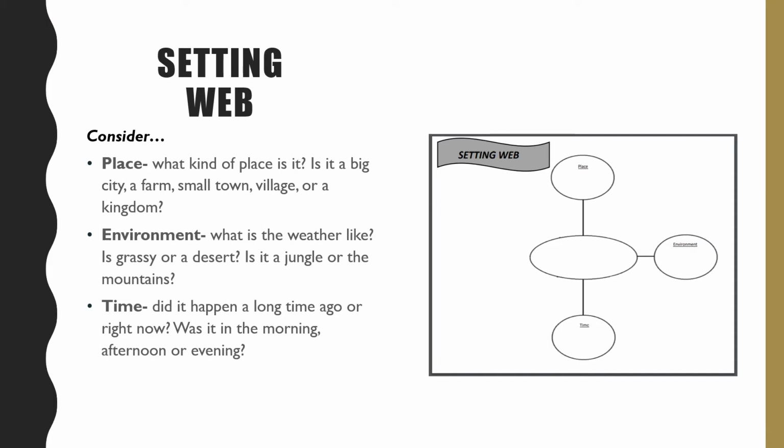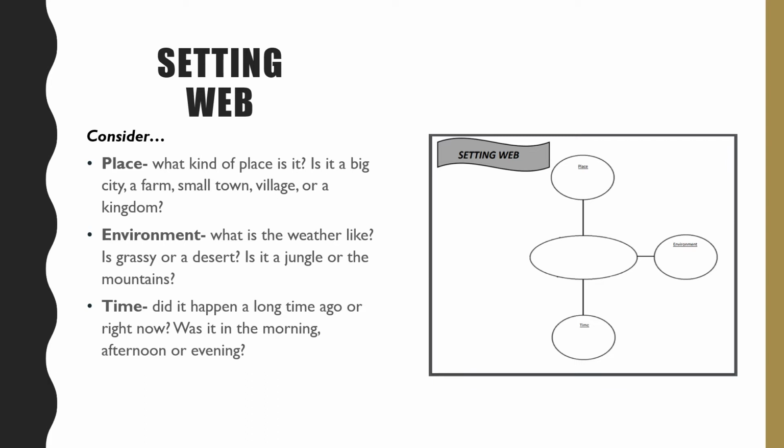Yesterday, we worked with a character web, thinking about all the different things that kind of go into the characters that we study, right? What they wear, what they eat, who are their friends, who are their enemies. And today we're going to be doing that same type of work, but we're going to be doing it with a setting web. So when we do a setting web, we want to consider three things.